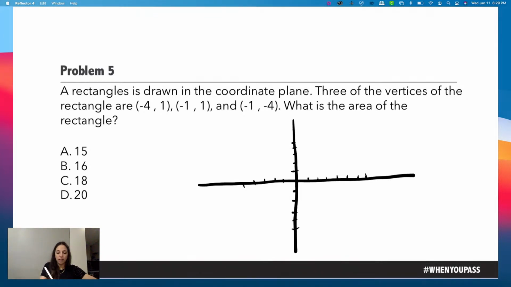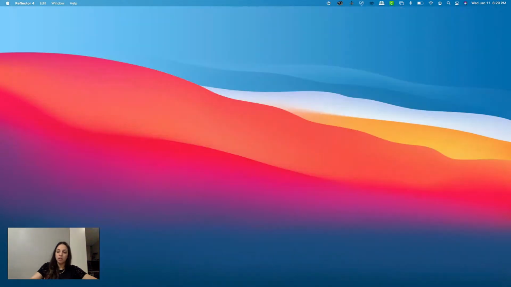So I'm going to go left 4, up 1. That is the 3rd time it's happened tonight. Normally it doesn't happen that many times.